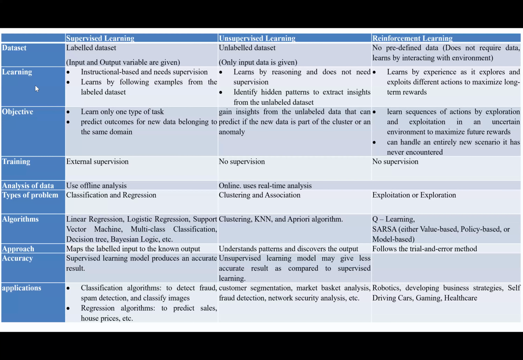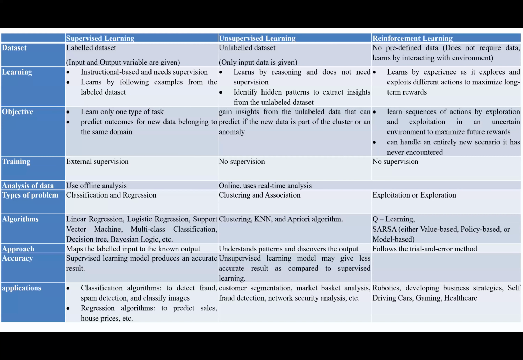The next is learning. In supervised learning, the learning is instructional based and needs supervision. Moreover, the machine learns by following examples from the labeled data set. The machine learns from the examples in the data set because labels are provided with the input data. The machine learns that, okay, this is called cat, this is called dog, this is called horse. Labels are given. So it learns in repeated iterations, in repeated epochs.